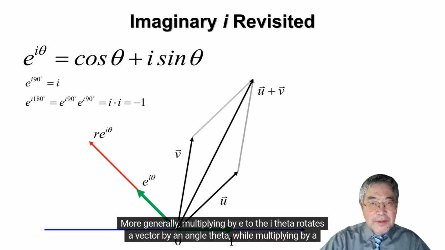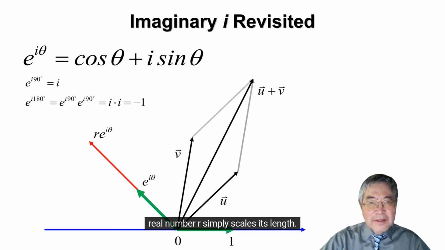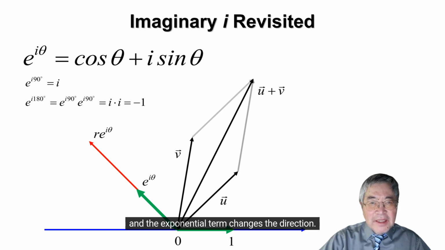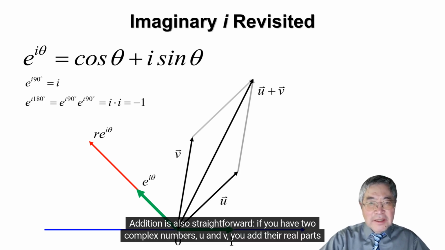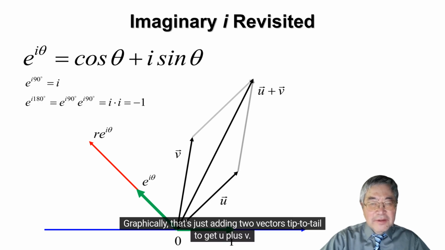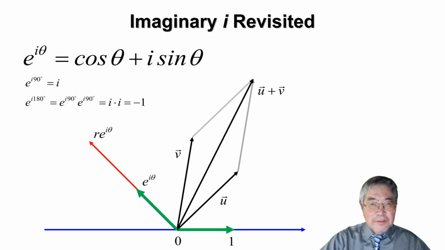More generally, multiplying by e to the i theta rotates a vector by an angle theta, while multiplying by a real number r simply scales its length. This gives a very natural, visual way to think about complex multiplication. Scaling changes the magnitude, and the exponential term changes the direction. Addition is also straightforward. If you have two complex numbers u and v, you add their real parts and their imaginary parts separately. Graphically, that's just adding two vectors tip to tail to get u plus v.